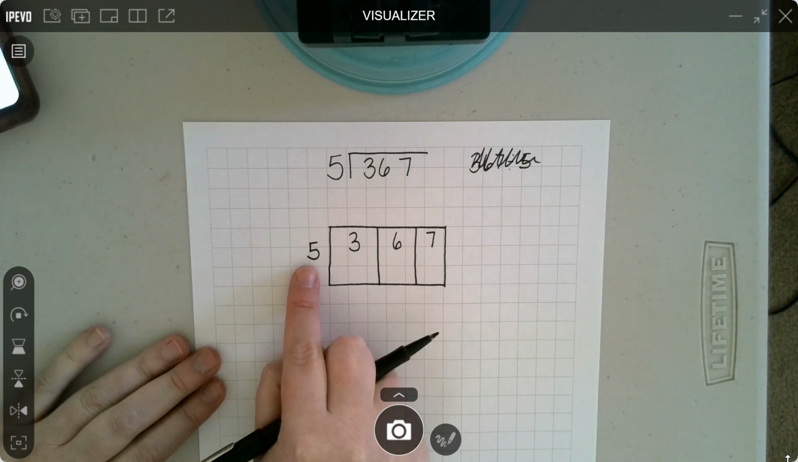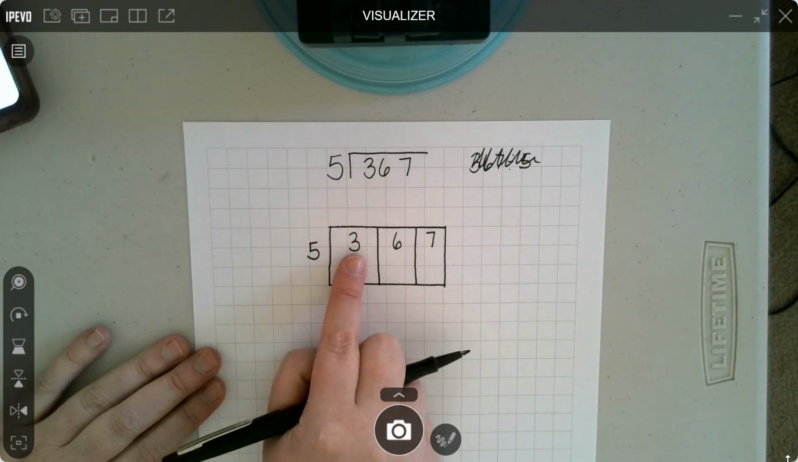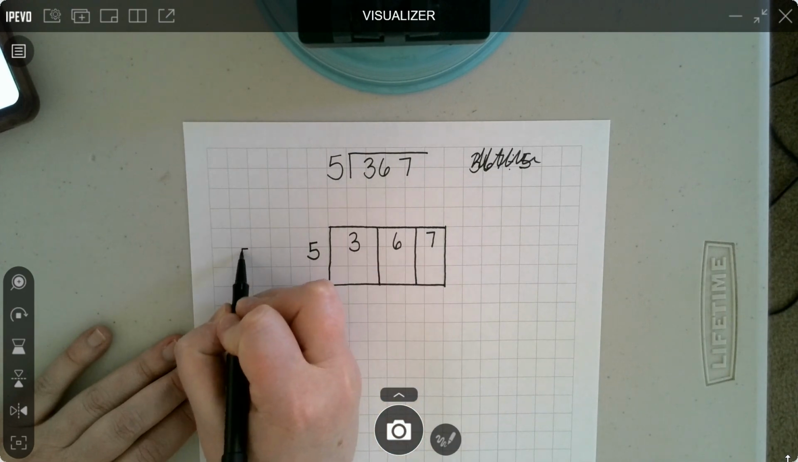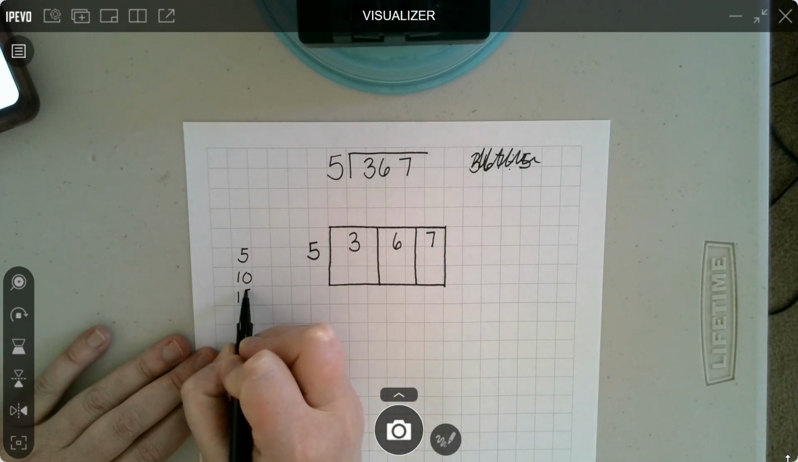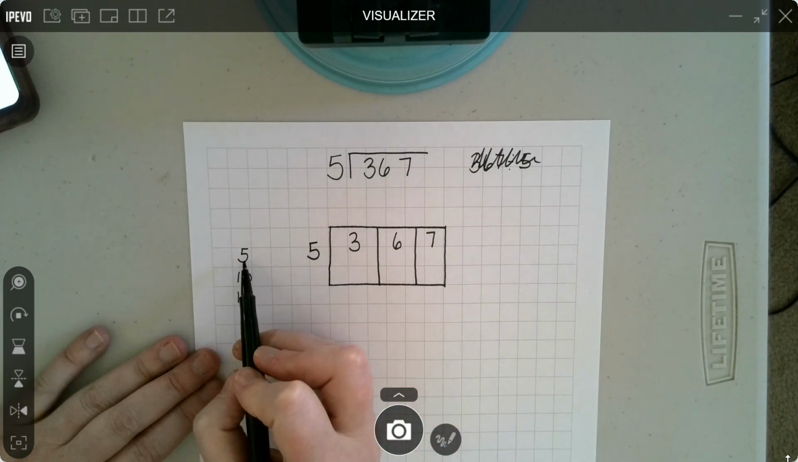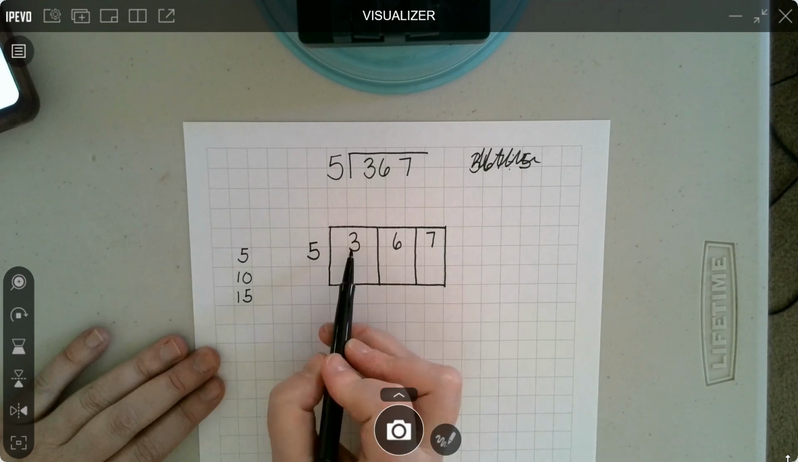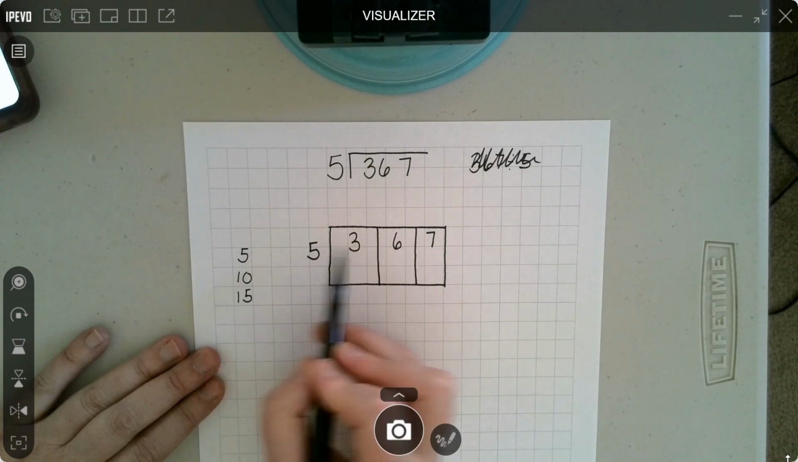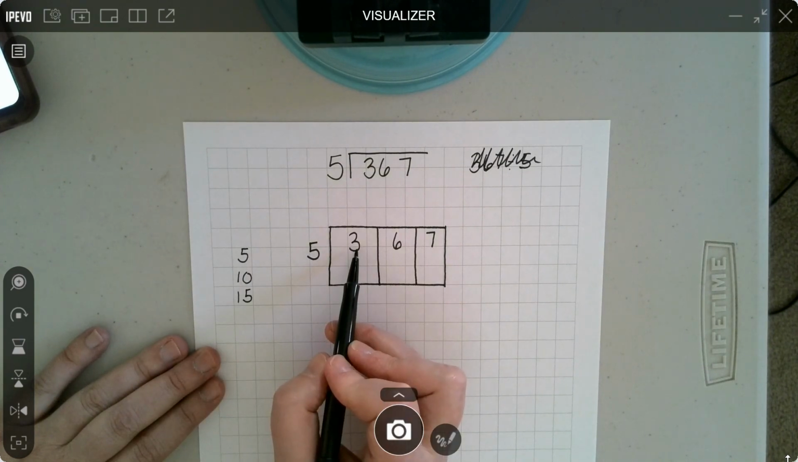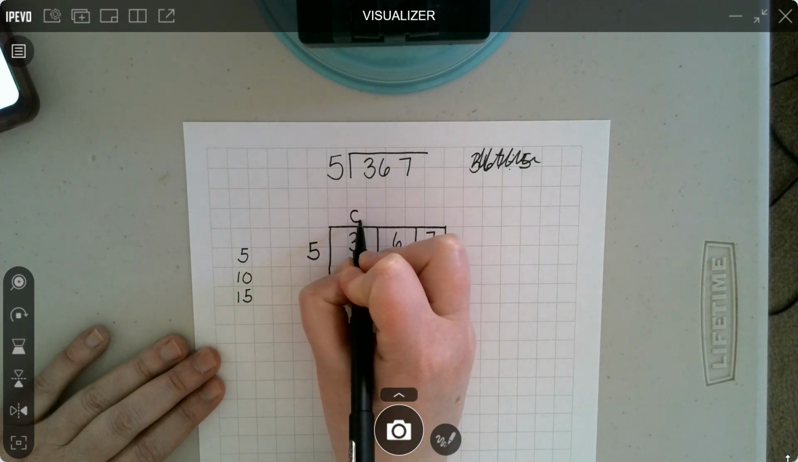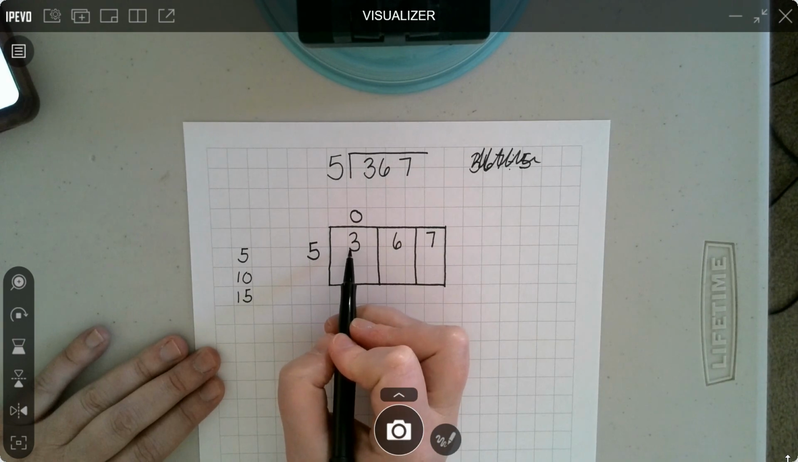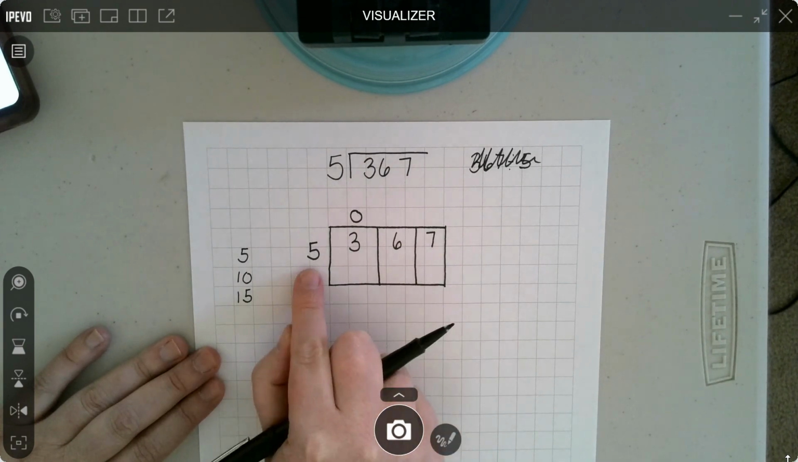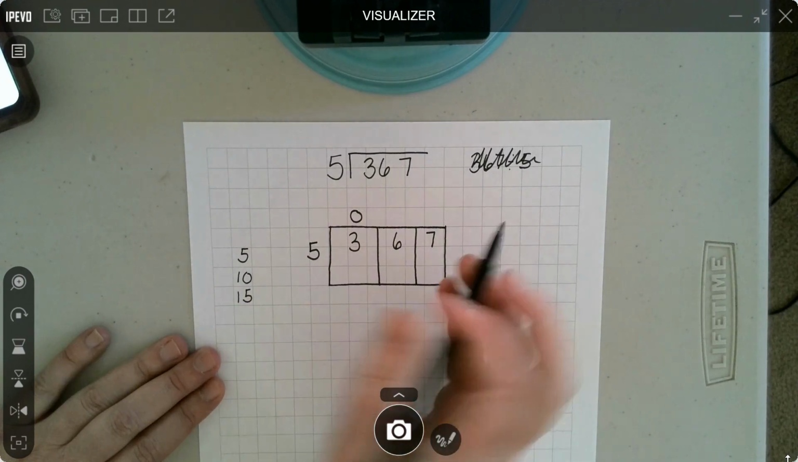Now, we need to ask ourselves, how many times can 5 go into 3? Well, let's see here. 5, 10, 15. When I look at the first multiple of 5, it's 5. That's already too much. Remember, we're trying to get as close to 3 as we can, and the very first multiple of 5 is 5, and that is way too much. So because the first multiple of 5 is bigger than what we're looking for here, that 3, I'm going to put a 0 up here to show that 5 can't go into 3 at all.